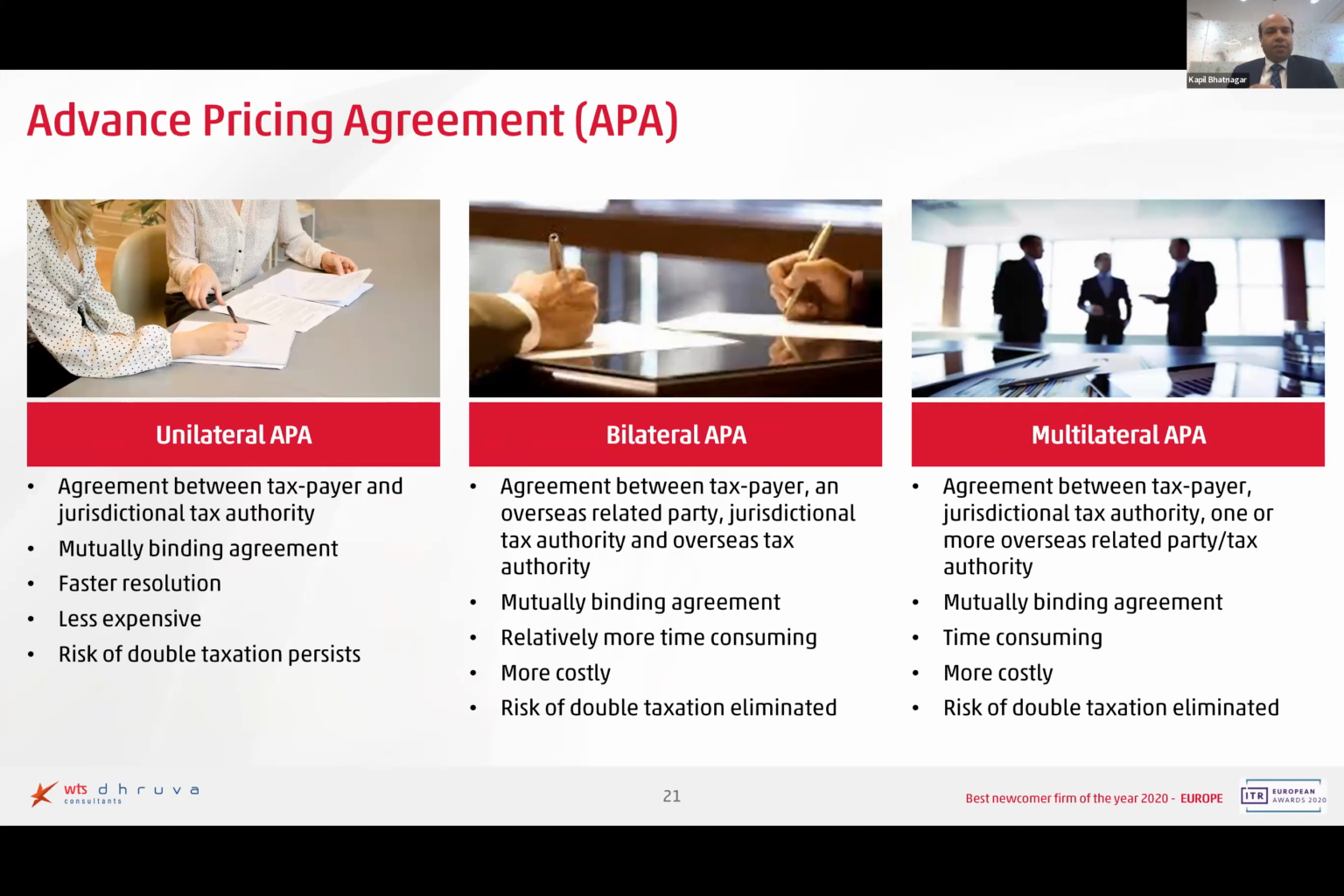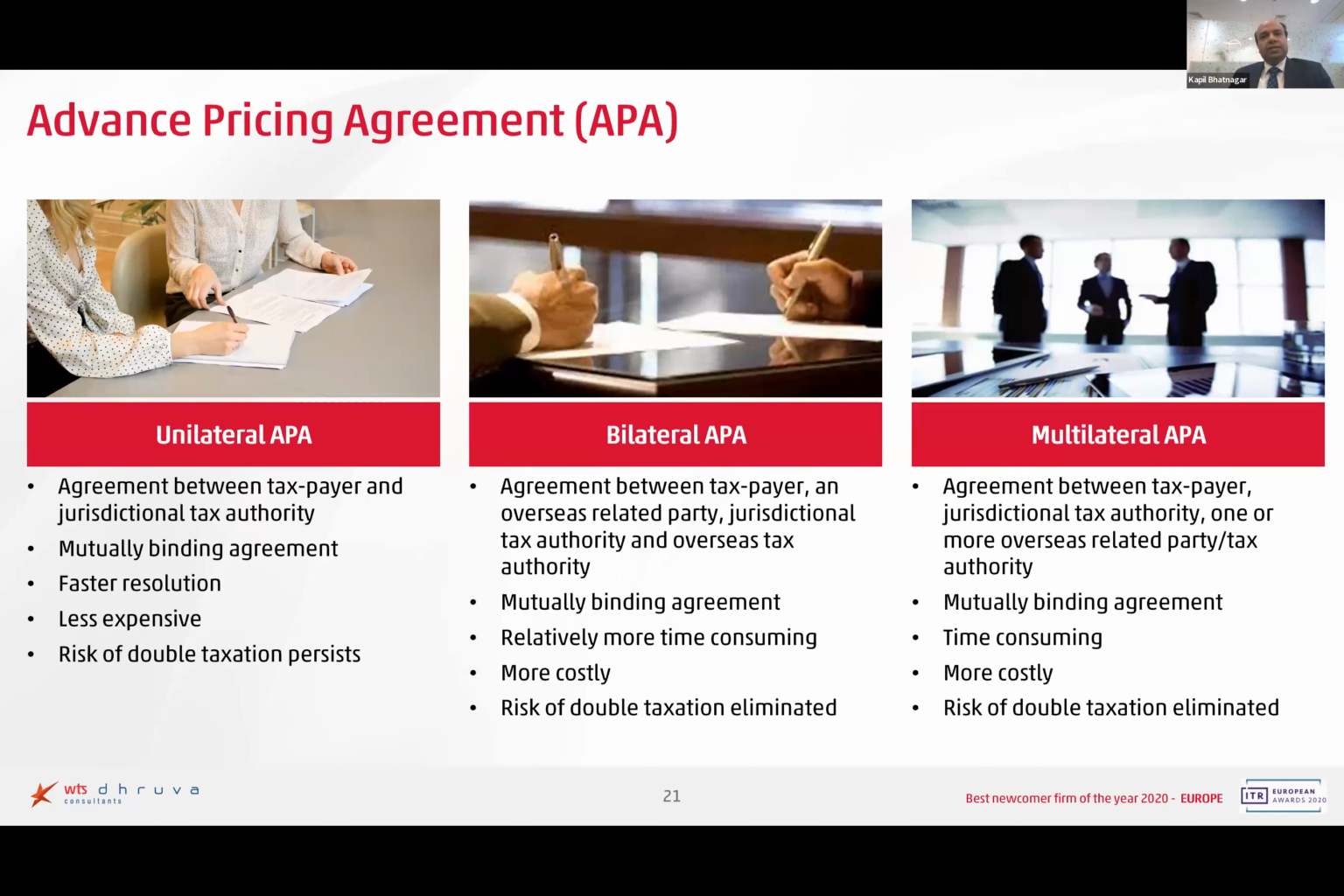Now, there are three types of APA, and we'll discuss the pros and cons of each type. Typically, a unilateral APA, as the name suggests, is an arrangement between a taxpayer and the jurisdictional tax authority, which would mean that it is an arrangement between the ZATCA authorities as well as the KSA taxpayer. So no overseas related party or overseas jurisdiction tax authority comes into the picture. It is a mutually binding arrangement. The agreement, once signed, is binding on both the authorities as well as the taxpayer.